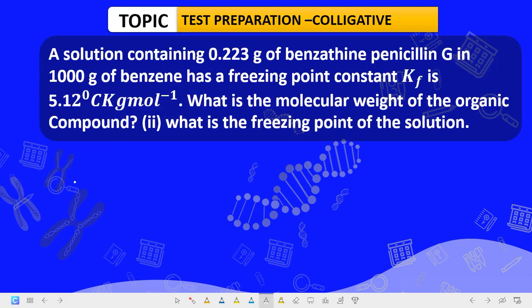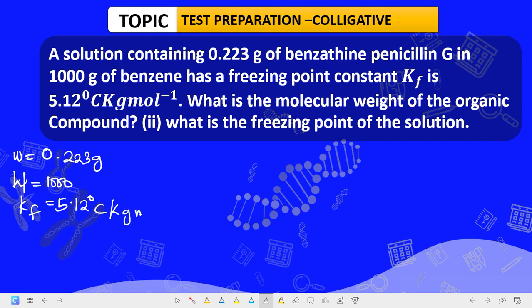Now the next question says a solution containing 0.223 gram of benzathine penicillin G. So our small w in this case is 0.223 gram in 1000 gram of benzene. So the weight of solvent is 1000 gram, has a freezing point constant. The freezing point constant is 5.12 degrees Celsius per mole. What is the molecular weight of the organic compound?